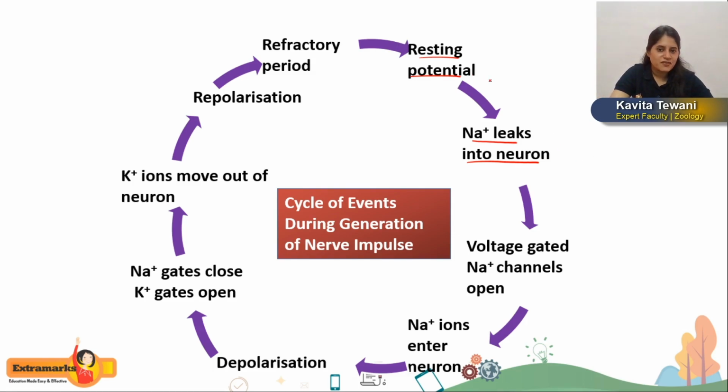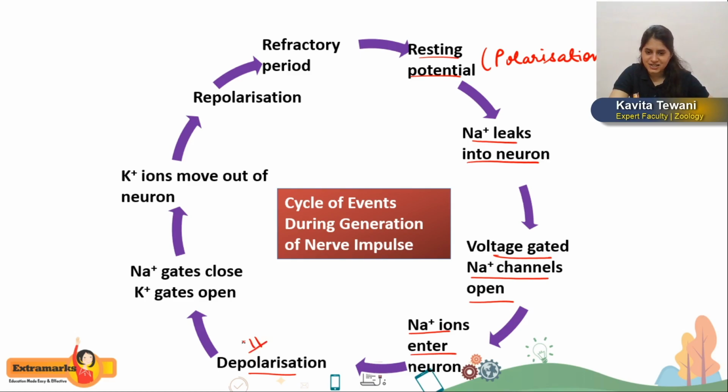Resting potential was the first step. Now Na plus ions leaked into the neuron by the opening of voltage gated Na plus channels, and Na plus ions entered the neuron. Now the second step would be depolarization. Resting potential, polarization, is your first step. Depolarization is your second step.